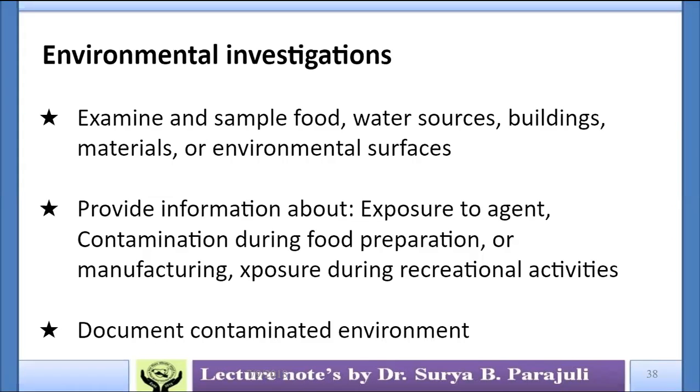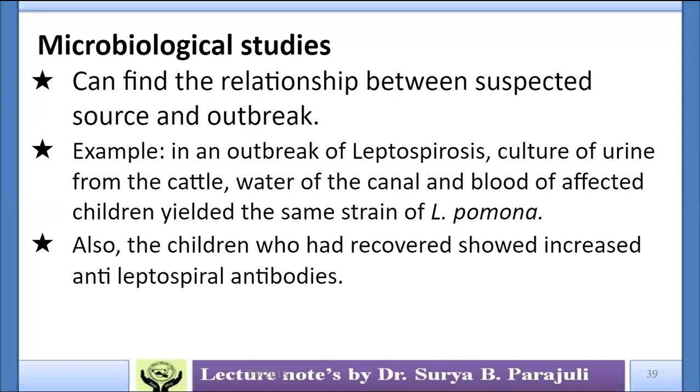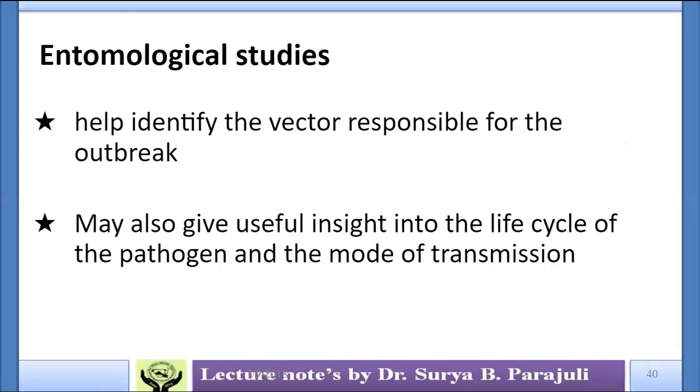You need to document contaminated environment. You need to go for microbiological studies, Vibrio cholerae or leptospirosis. Sometimes you need to check for antibodies through RDT, rapid diagnostic test kit, either antigen based or antibody based, basically antibody based, to know about immunity. The entomological study, either rodentology, rodents related to plague or rat bite fever, leptospirosis, or mosquitoes.